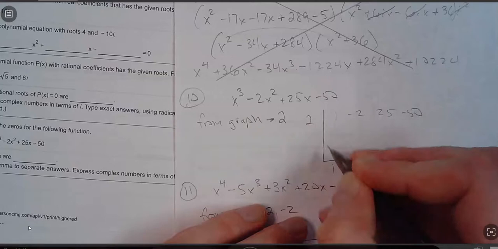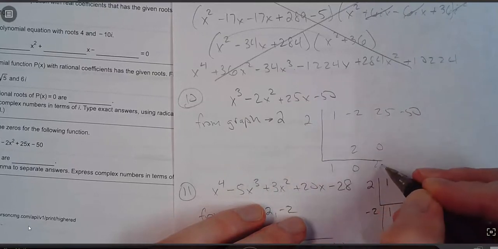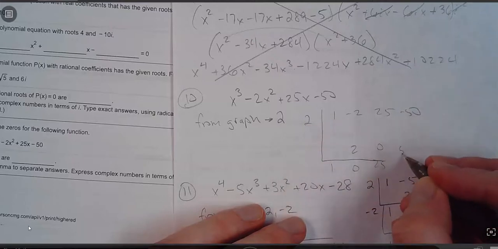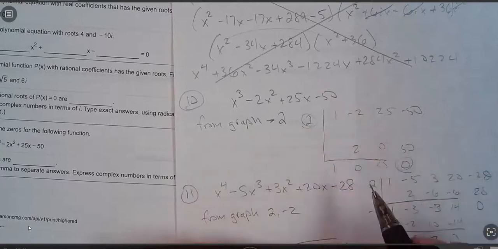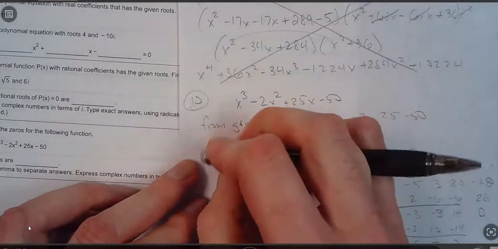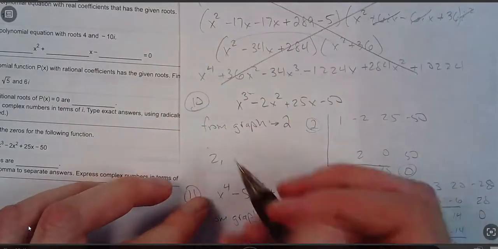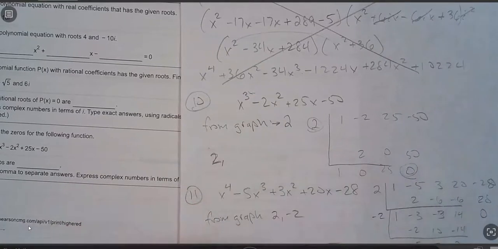So drop the 1 down. 0 times 2 is 0, 25. 25 times 2 is 50, and I get 0. So it turns out, yes, it is. So 2 is one of the roots. So there's my answer, 2, comma. I don't need to put parentheses. Some of you put parentheses on MathXL, and I counted it wrong, unfortunately. So don't put parentheses.